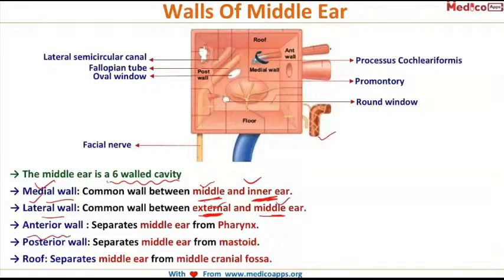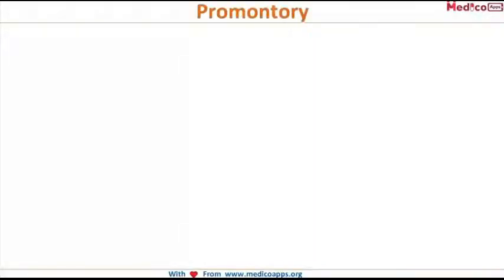The anterior wall separates the middle ear from the pharynx. The posterior wall separates it from the mastoid. And finally, the roof separates the middle ear from the middle cranial fossa. So this is how the middle ear looks. We'll understand each of these structures in detail. Let's start off with the medial wall of the middle ear.